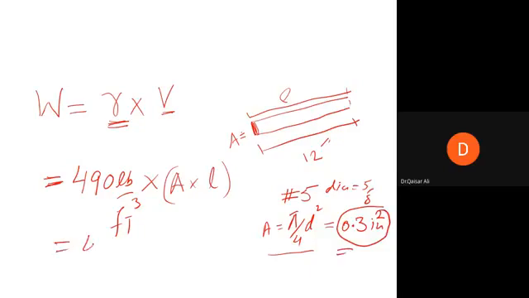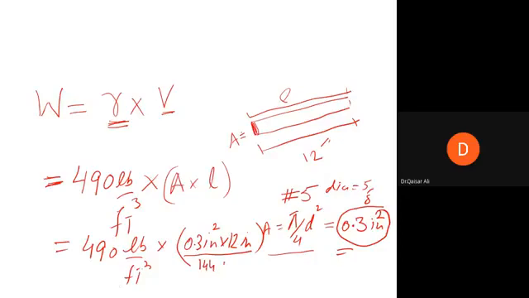Now multiply this by 490. It is pound per cubic foot, and the area is in inches, 0.3 square inch, multiplied by 12 inch. We have to convert these into feet because we have feet in denominator here. So this must be divided by 144 and 12. This 12 will be cancelled with this. And now you calculate this weight: 490 multiplied by 0.3 divided by 144. 1.02 pound per foot. So 1 foot of number 5 bar has a weight equal to 1.02 pound.